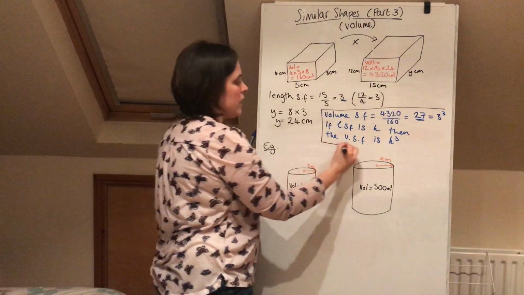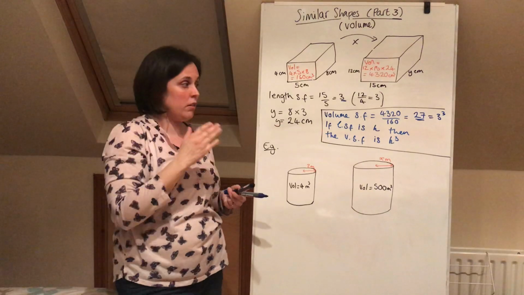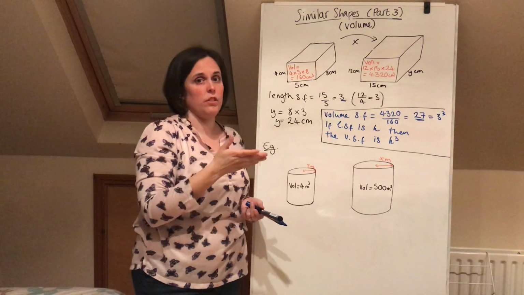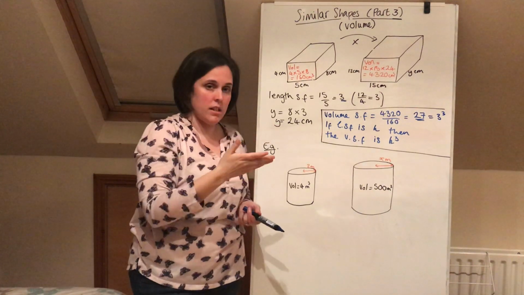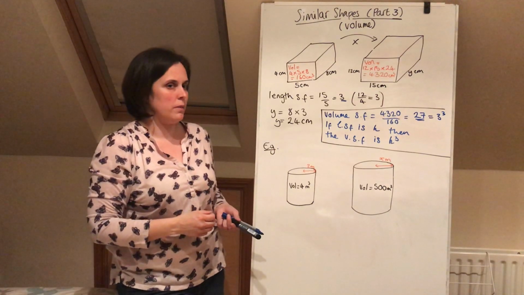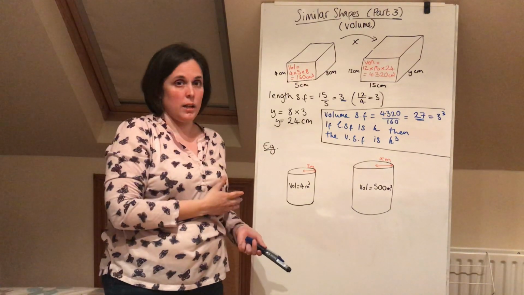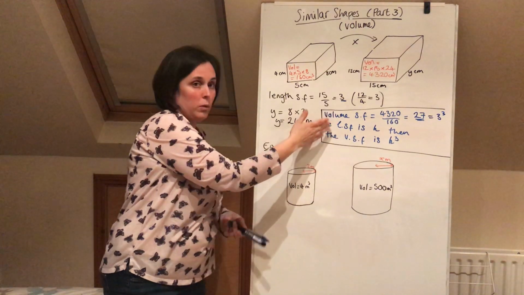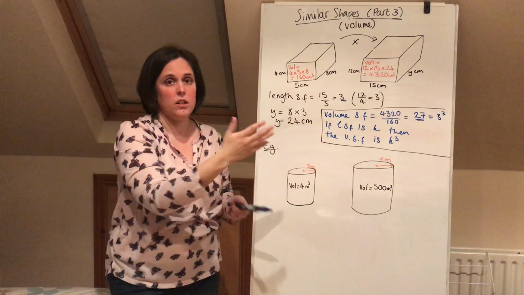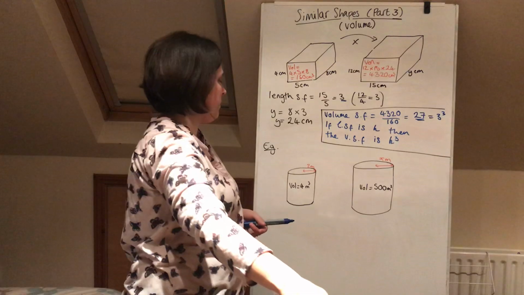So now we can put that together with our area result, and we now know that if we have a length scale factor of k, the area scale factor is k squared, and the volume scale factor is k cubed. And that then means we can answer now any question with 3D shapes in it, whether it be to do with lengths, with areas, or with volumes, and you just need to know which one it is that you're comparing.